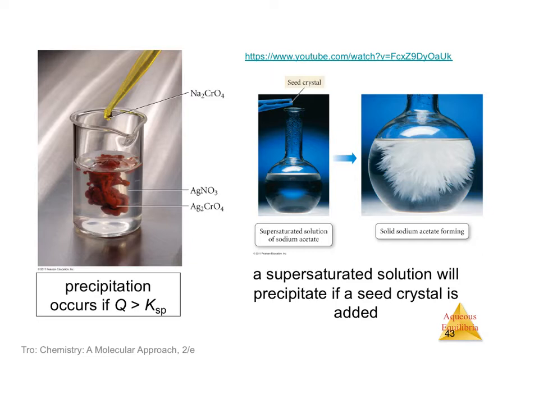So another example here, the same photo we were just looking at, and now what we're looking at is a supersaturated solution. The reason you would know it was supersaturated is if you calculated QSP and it was greater than KSP. You add a seed crystal to disturb the equilibrium, and then you see all of the excess solid forming. In this case, this is sodium acetate. And this YouTube link, I want you to go there. There's a link on our Canvas page, and you can watch this form. So a supersaturated solution will precipitate if a seed crystal is added, and that's what we're observing there.